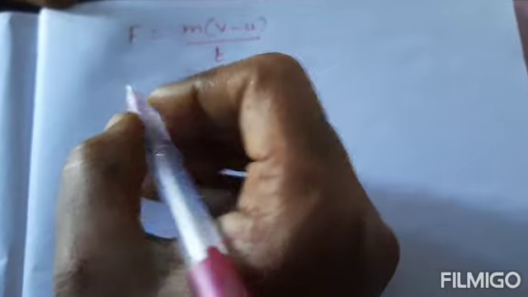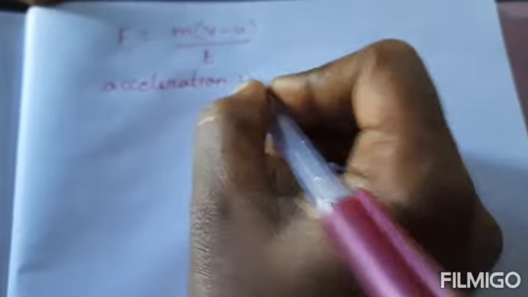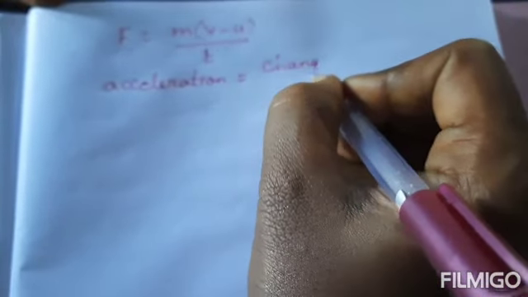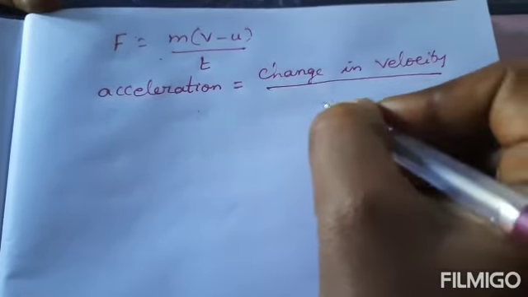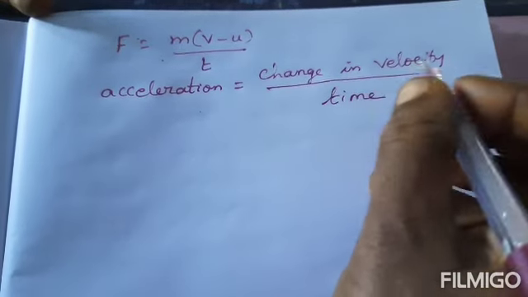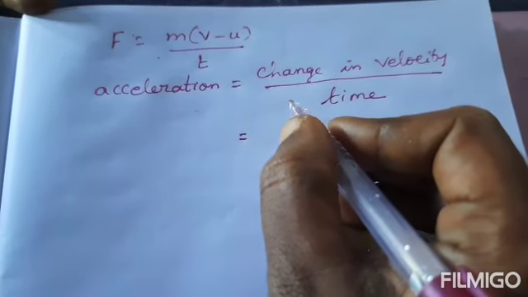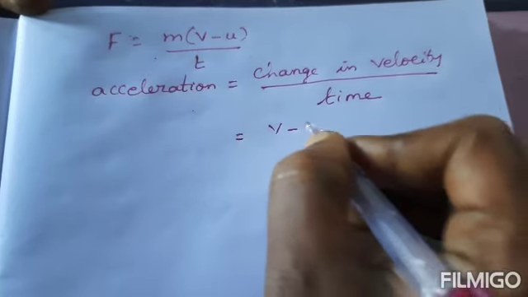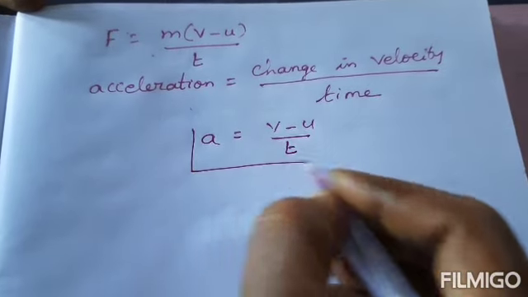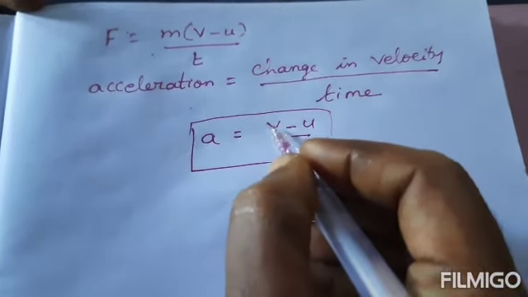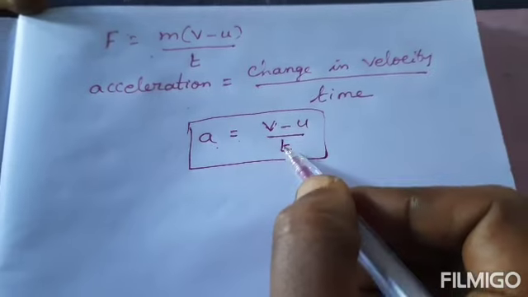You know the formula for acceleration. Already you have learned about acceleration. What is the formula for acceleration? Acceleration equal to change in velocity divided by time. Change in velocity means what? Two velocities: initial velocity and final velocity. So v minus u divided by t. Acceleration is denoted by the letter a. This formula you should know. a equal to v minus u divided by t. In previous classes you have learned about acceleration.